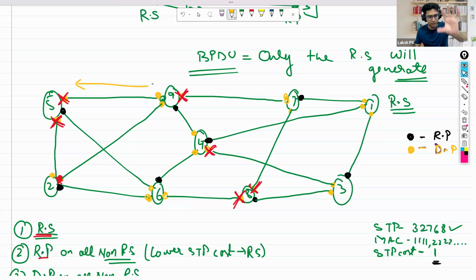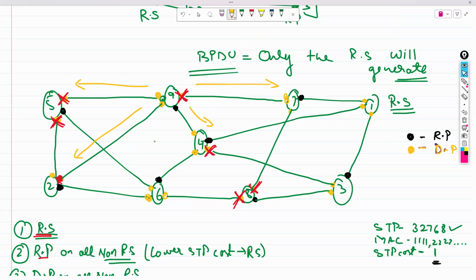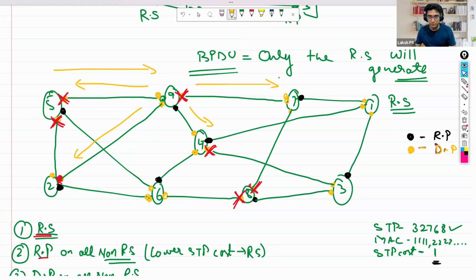Let's just concentrate on one switch's perspective. 9 is going to send on all sides, and it is also going to receive from all of those sides as well. Now, between 9 and 5, it will understand that 5 has a better MAC address.